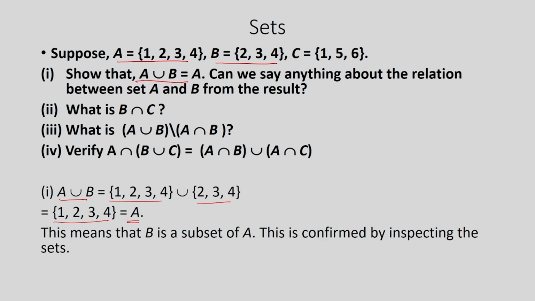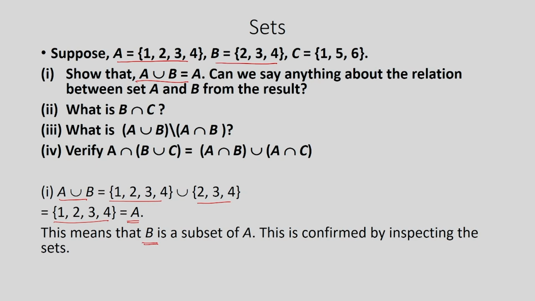Now, what does it mean? Can we say anything about the relation between set A and B from this result? This actually means that B is a subset of A, right. When you are taking the union of two sets, if the union turns out to be one of those sets, that means that the other set does not have any element which is not there in the first set, right.